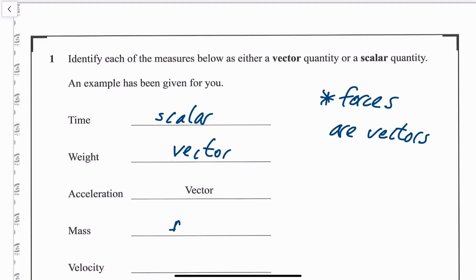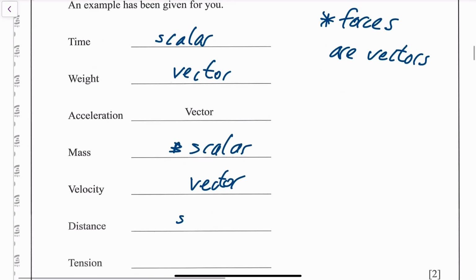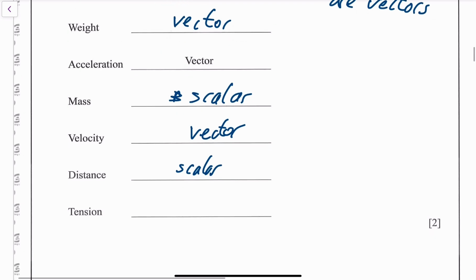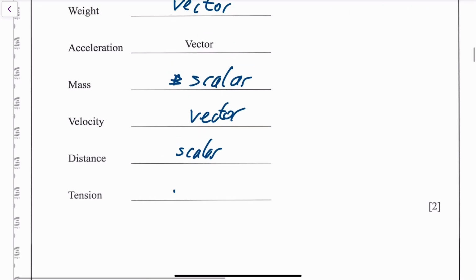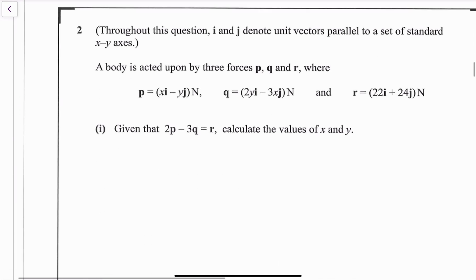Acceleration is a vector. Mass is just a scalar. Velocity is a vector. Distance is a scalar. Tension is a force, so tension is a vector. And that is it. Okay.